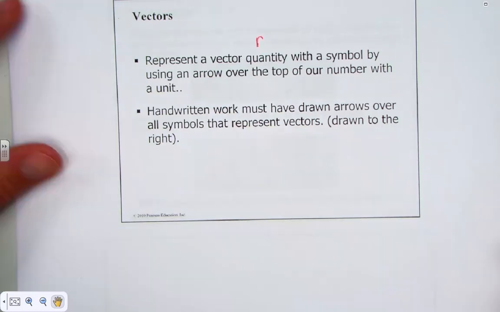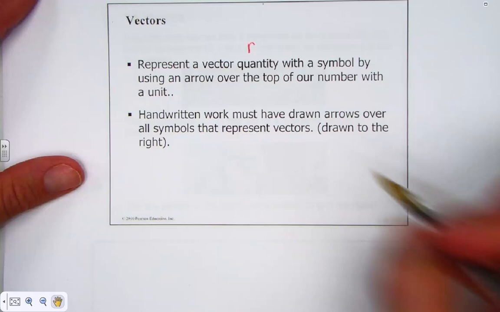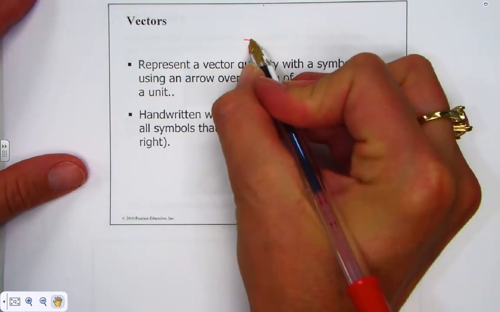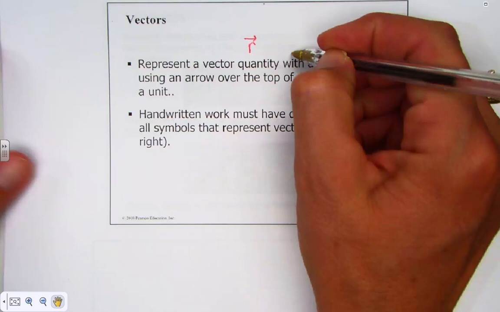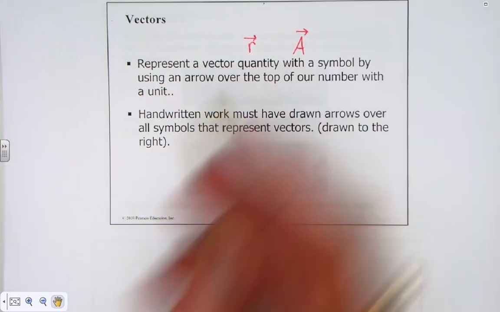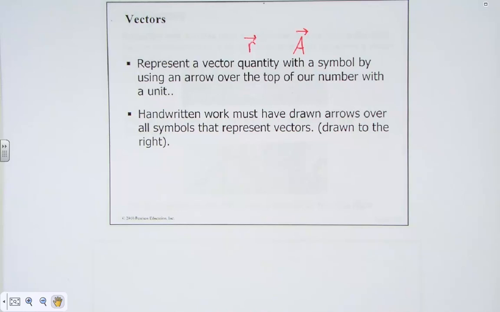Vectors represent a quantity that are represented with a symbol. In any symbol, I'll just use a symbol R. You will see that a vector arrow is placed over the symbol, always pointing toward the right. I could have a vector as a capital A. The vector over the symbol shows the magnitude of this particular measurement, representing a vector quantity. Handwritten work must have drawn arrows over all symbols that represent vectors. The text reassures us that that gets tedious, but pretty soon it becomes second nature.